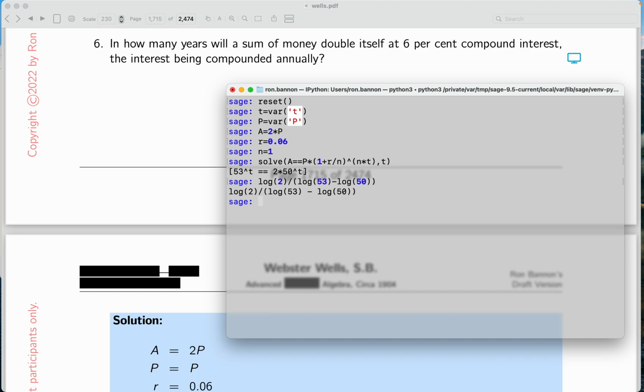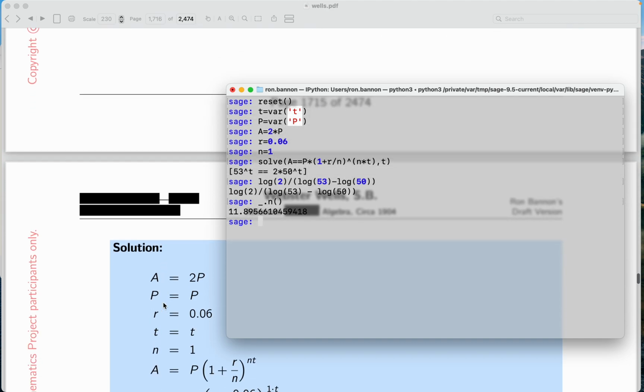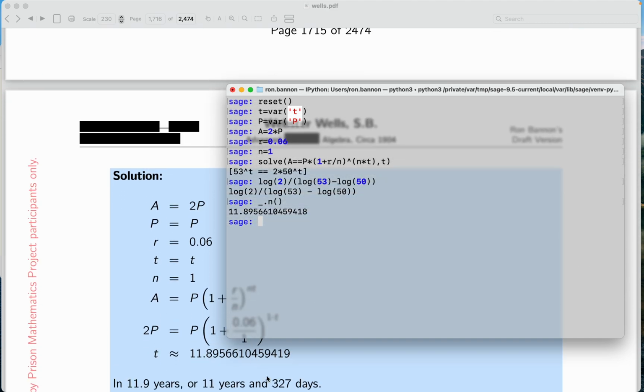So I'm going to use my underscore, a period. What does the underscore represent? It says the prior output. The dot n, I want to approximate numerically what that number is. And what's the number? It's 11.89, blah, blah, blah. All right? So I write a number down here, but I certainly want to approximate it.